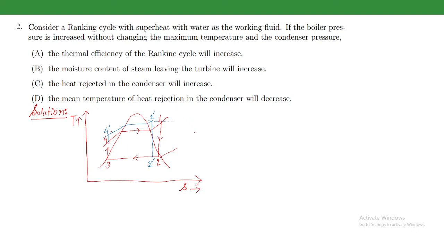Pressure heat addition in the boiler. So if the boiler pressure is now increased without changing the maximum value of the temperature, the maximum temperature happens at the final position of superheat. Now without changing this maximum temperature, if we are increasing the boiler pressure, and the condenser pressure is also not changing, then what will be the changes in the cycle?